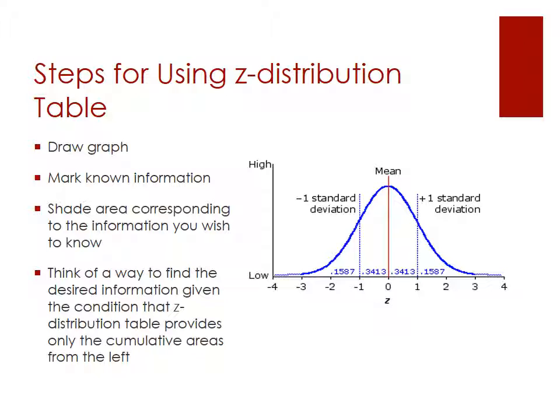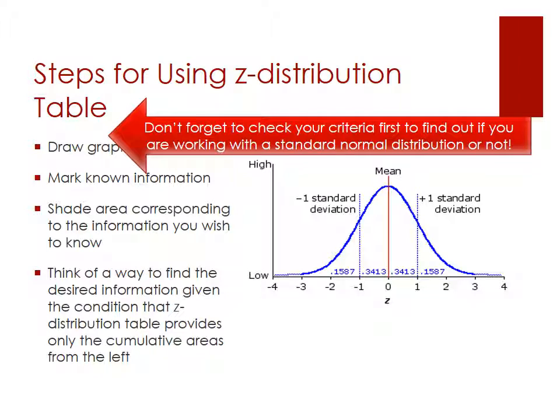So when we're using our z-distribution table, keep in mind the steps. First of all, you've always got to check your criteria to find out if you are working with a standard normal distribution or not. Once you know that, you need to draw your graph, mark your known information on it, and then shade the area corresponding to the information you wish to know. This is really important to make sure that you're solving the problem correctly. Then you need to think of a way to get the desired information, given that the z-distribution table provides only cumulative areas from the left. These are the steps that we're going to walk through. In the next section, we're going to apply these to 3 different types of problems.